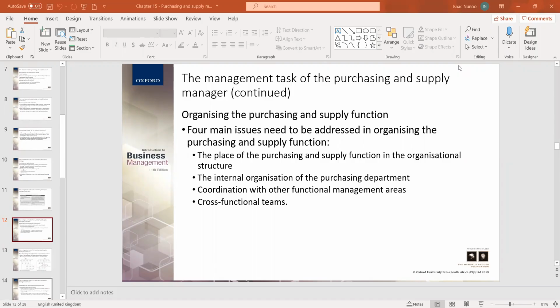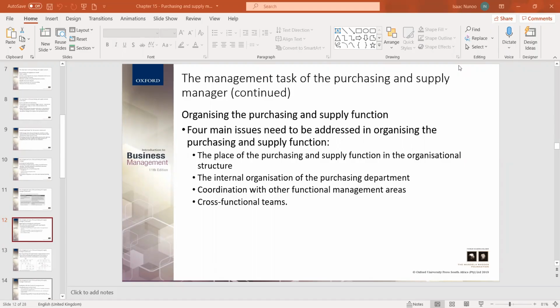And in terms of organizing, organization involves the creation of a structure of responsibilities and authorities for the purchasing and supply function, and the organization of purchasing and supply to realize purchasing and supply objectives. So that is basically what the organization structure of a manager involves.